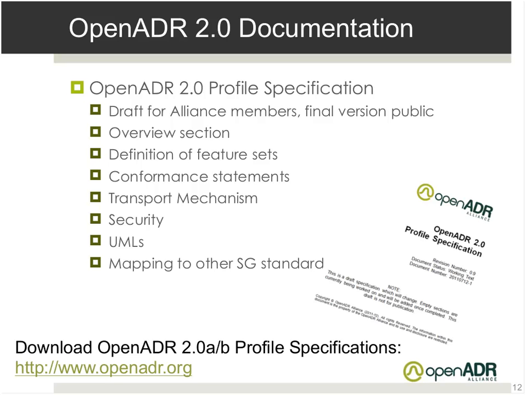You'll also find information on transport mechanisms, security, and there's also, of course, UMLs, and there are schemas attached as well. We are also looking at a mapping to other smart grid standards. There are certain efforts on the way, SEP2, multi-speak, and others. They are not yet part of the specification, but as soon as they are available, we'll add them there.